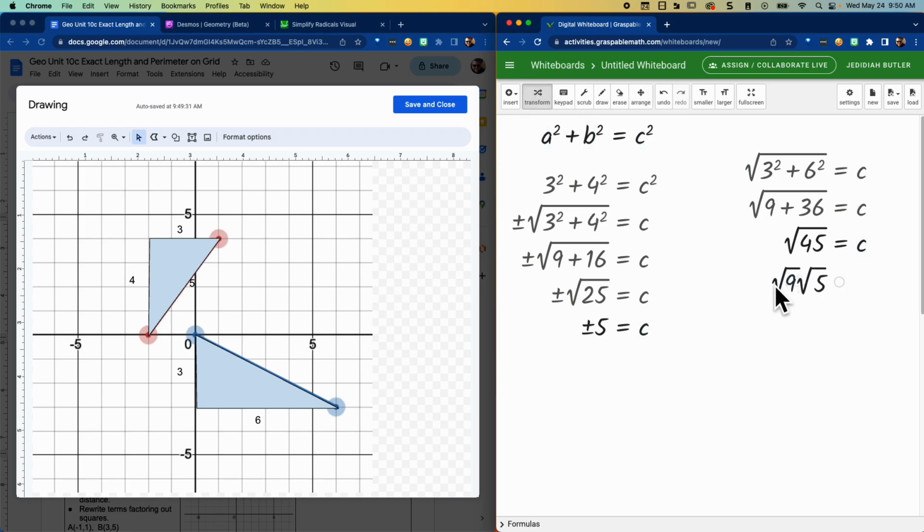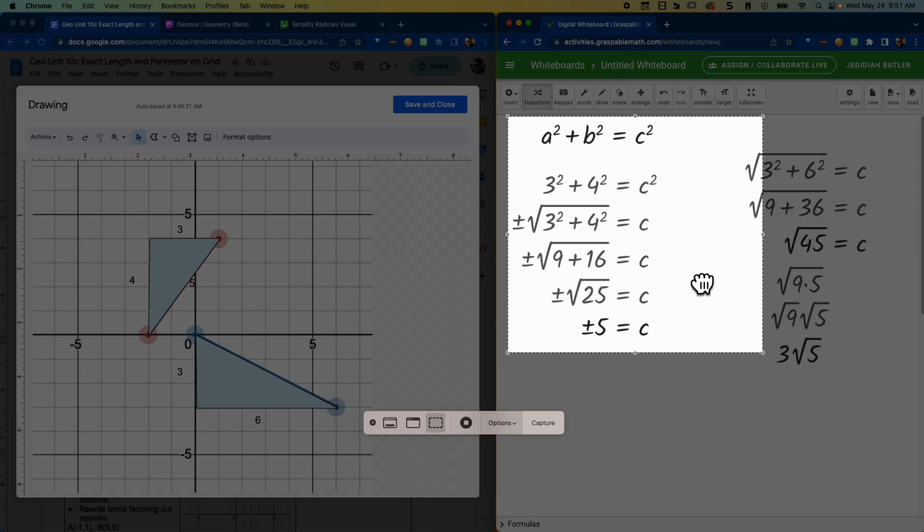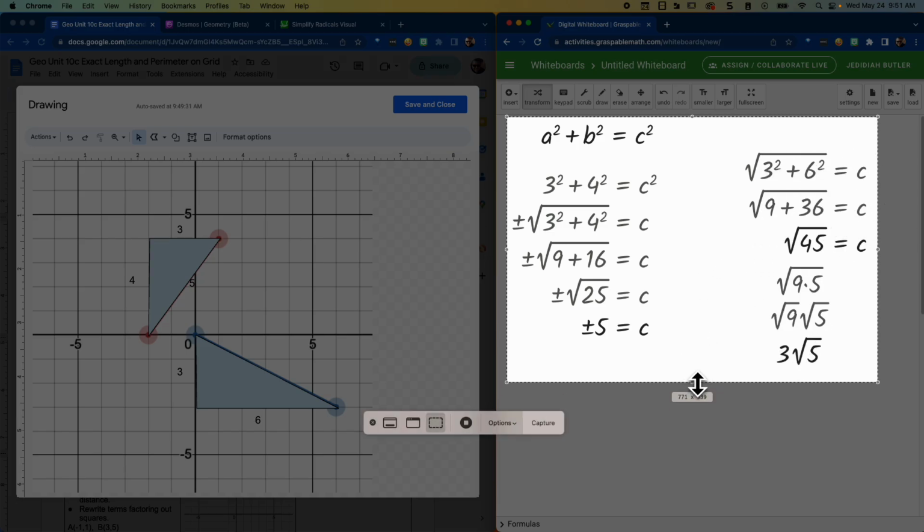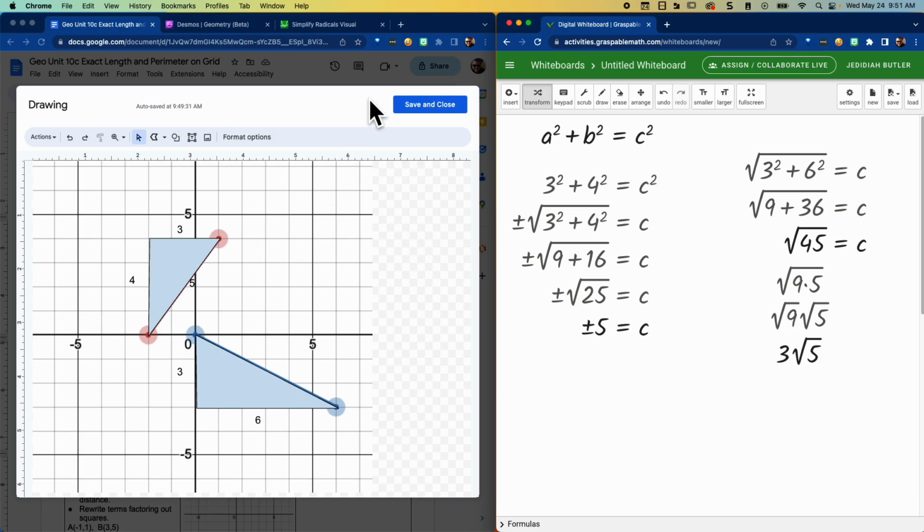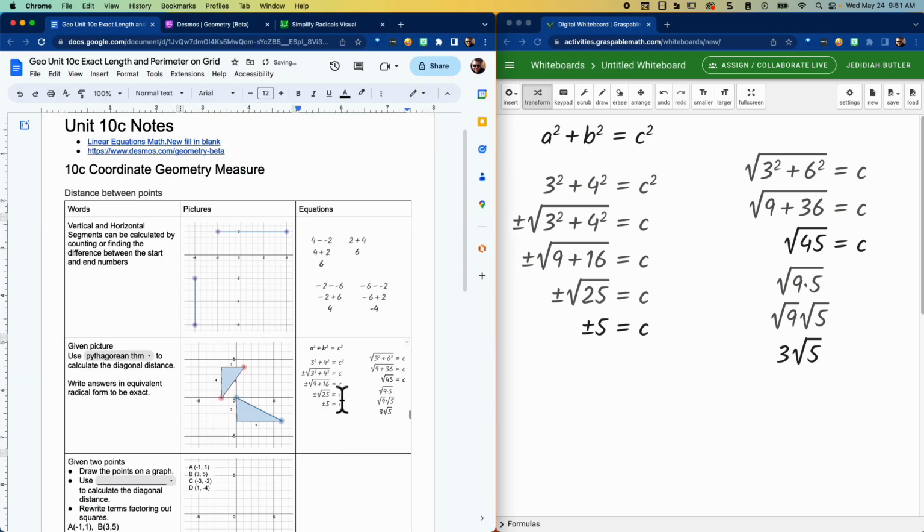I can pull these numbers apart, and it makes 2 square roots. And then that square, 9, has a square root of 3. So this right here is going to be my calculation for that diagonal. 3 times the square root of 5, or just the square root of 45. Both of those would be accurate. All right, I'm going to take my screenshot of all this work here. We'll put that into our equations.